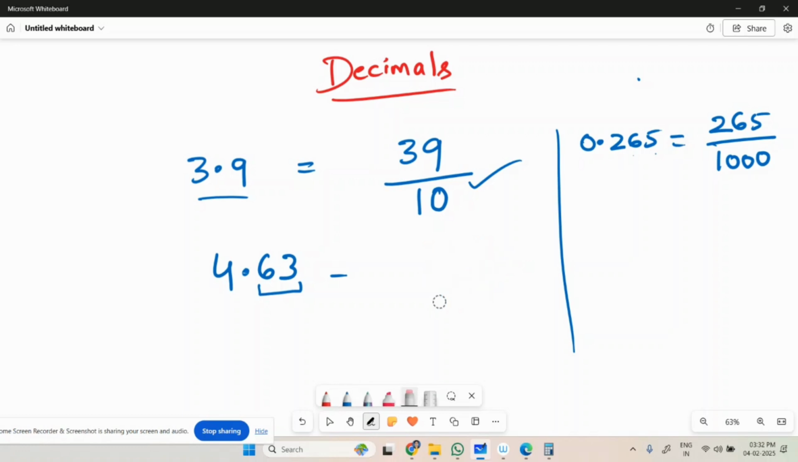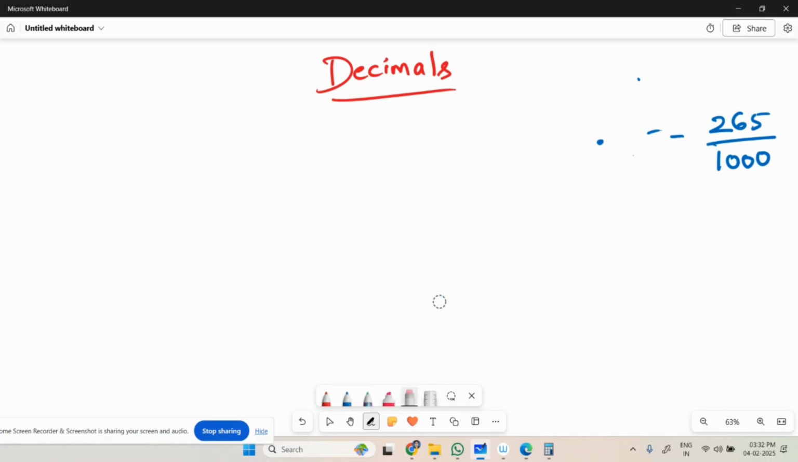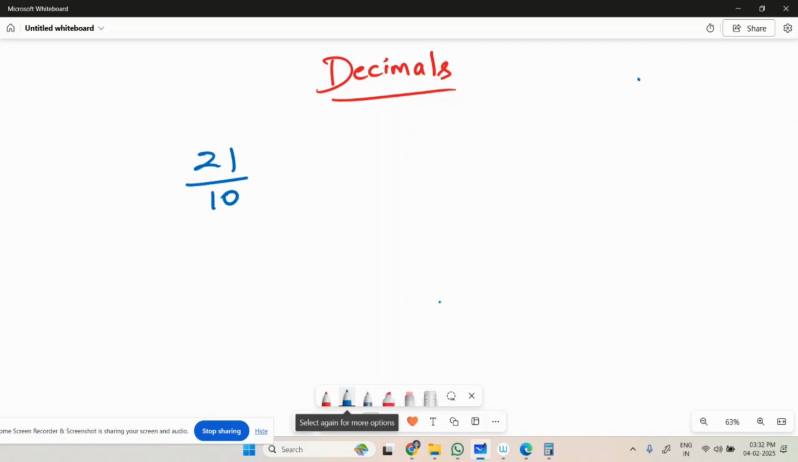Okay. Now we will learn how to convert a fraction into a decimal number. 21 upon 10 is there. This is a fraction. Now, we write the numerator as a number, and in the denominator we have 10. 10 has only one zero, so we will leave one place from the right side and put a point. This is the right side, this is the left side. From the right, we will leave one place and then we put a point.